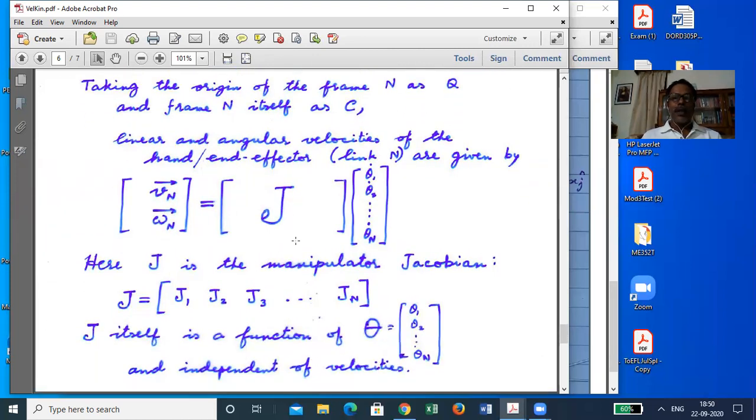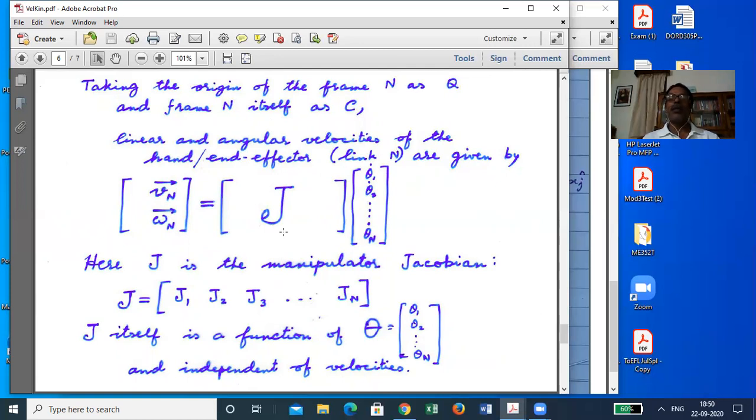And the entries in this will be functions of theta, because the position transformation is essentially nonlinear. However, make note that the velocity transformation is linear. That is, input velocity to output velocity, that's a linear transformation affected by a matrix, straightforward. But the entries here will be dependent on theta.